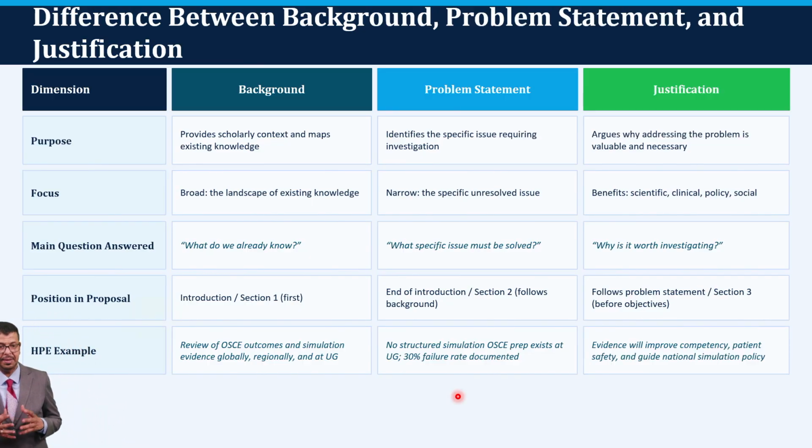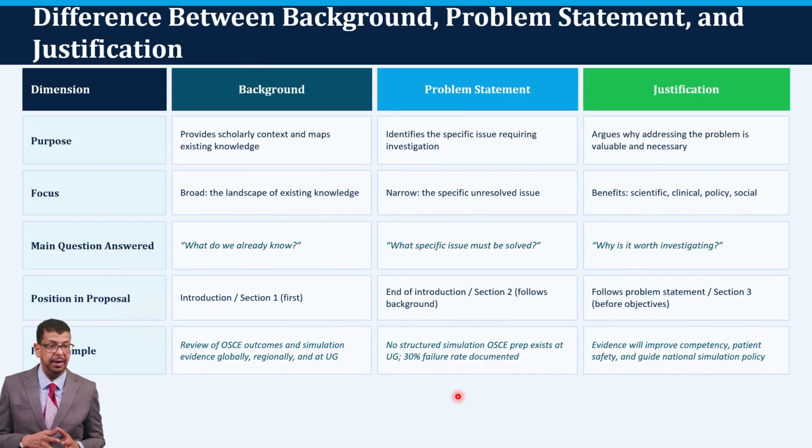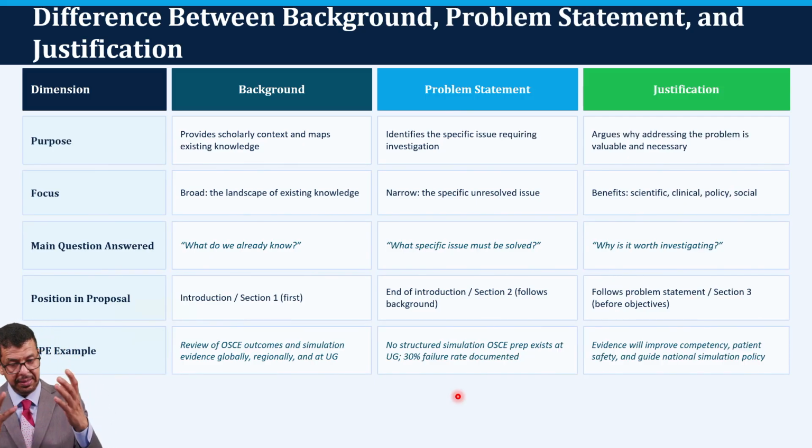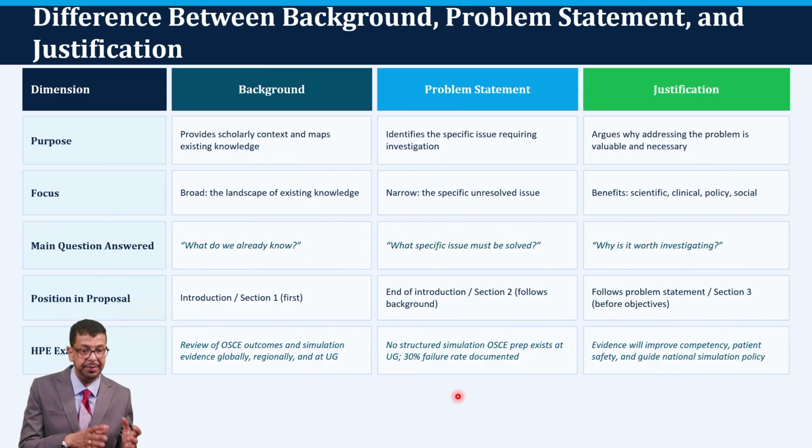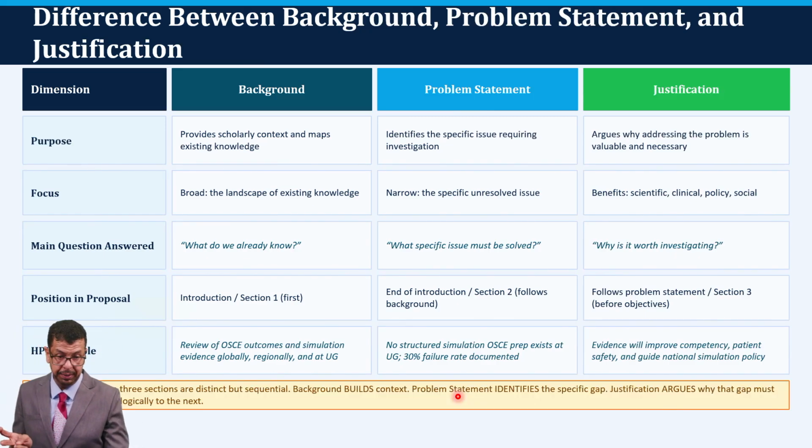As for position in the proposal, the background is usually in the introductory section, the problem statement is at the end of the introduction, and the justification follows the problem statement. Example: a review of OSCE outcomes and simulation evidence globally, regionally, and at a specific university could come early. For the problem statement: maybe no structured simulation OSCE preparation exists at a specific university, which leads to failure. And the justification should be written clearly: the evidence will improve competency, patient safety, and guide national simulation policy. So this is an example of how to compare between them.